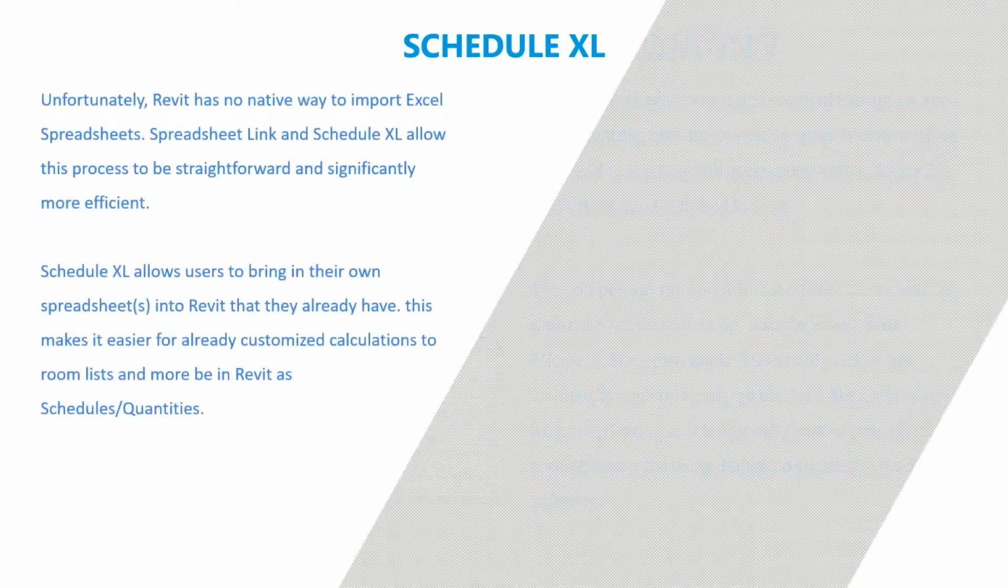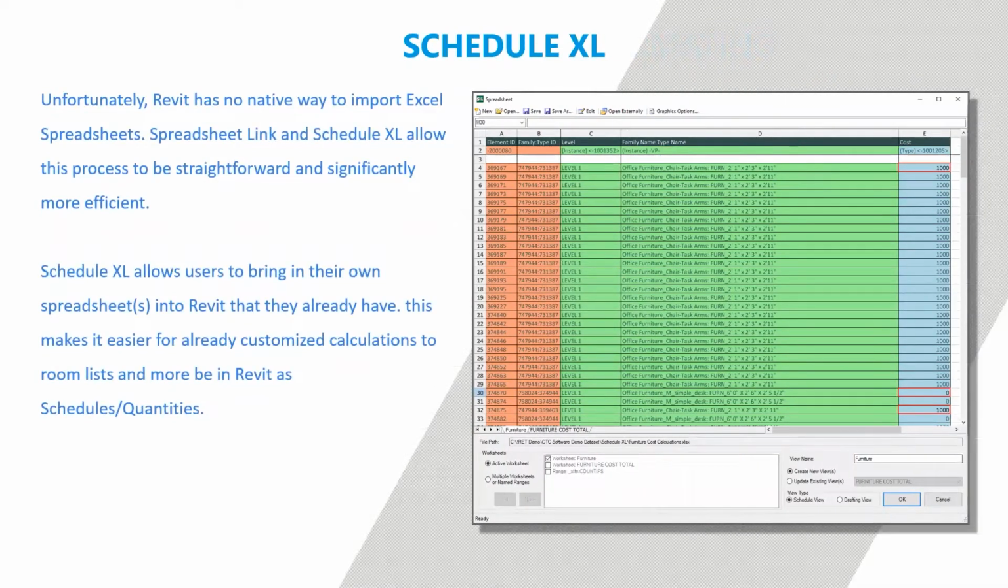And Schedule Excel, once we create that data in Spreadsheet Link, allows us to then import that information. Now we can import directly from Excel. In other words, if we created a native Excel spreadsheet and then imported that into the project, Schedule Excel will allow you to do that. The difference between this and just a straight linking within Revit is that it allows us to synchronize and auto update that information as it changes.